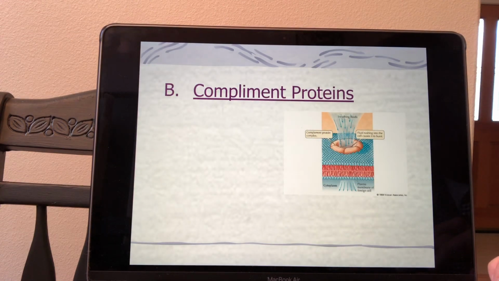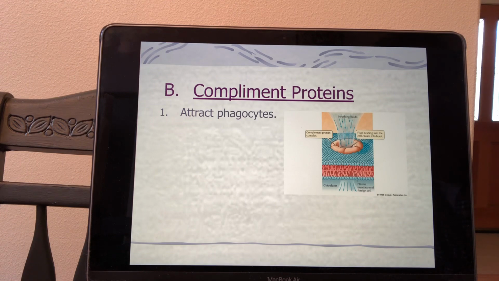Now, cells that have been infected in the human body can't talk to one another. They can't cry out for help, but what they can do is secrete chemicals. Chemicals are a means of communication from one human cell to another one that can attract other things or can be cries for help. One cry for help that a human cell can release is called complement proteins. Complement proteins, when they're secreted and released by a human cell, number one, attract phagocytes, which, as you recall, are white blood cells.